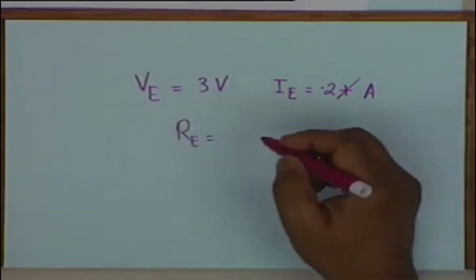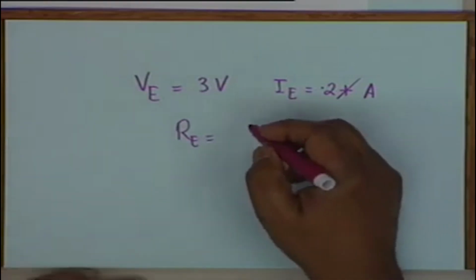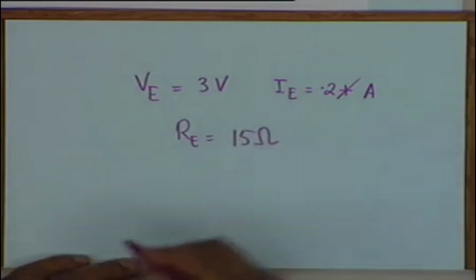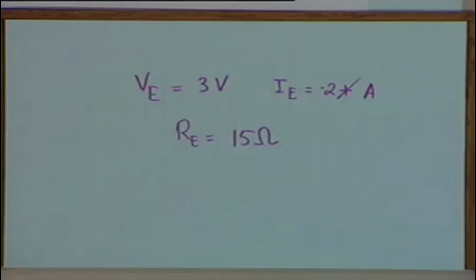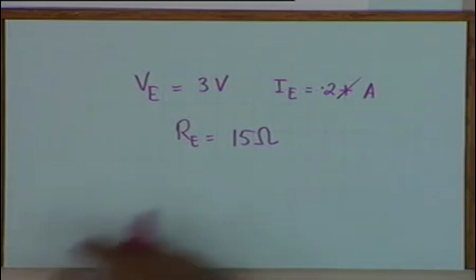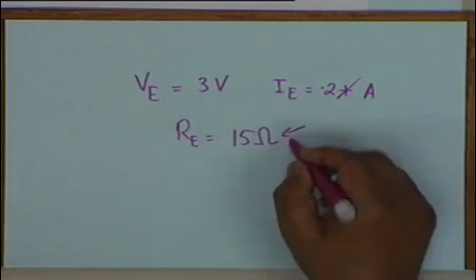Alright, and therefore we say I sub E is 0.2 ampere, which means that RE shall be equal to how much? 15 ohms. Now do not be surprised at these low values of resistance, because it is a power amplifier and your idea is to deliver maximum power to a load as low as 750 ohms. Alright, and therefore RE has come out as 15 ohms.